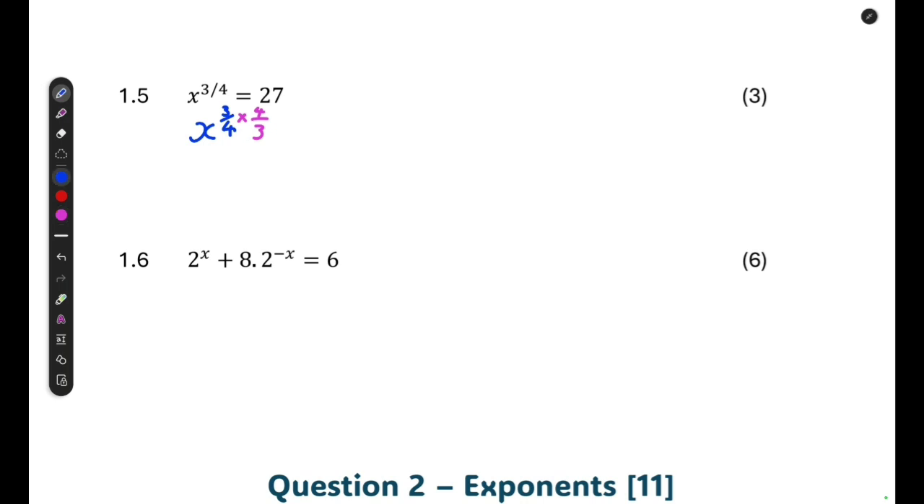You can ask yourself, what must I multiply with to cancel this out? So to make the exponent a 1 at the end, what must I multiply with? So it is then 4/3, but whatever I do to the left, I must do to the right. So then it would look like that.